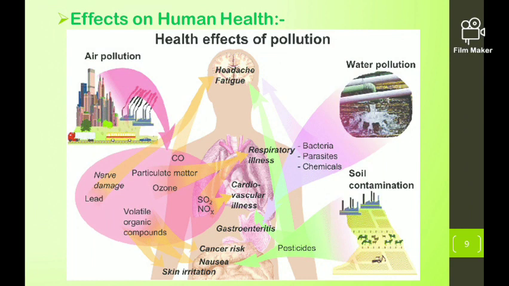Effects of air pollution on human health can be classified into two categories, short-term effects and long-term effects. Short-term effects are irritation in eyes, nose and throat, respiratory infections such as bronchitis and pneumonia, headaches, nausea, vomiting, dizziness, allergic reactions and slurring of speech. Long-term effects are chronic respiratory diseases, lung cancer, cardiovascular diseases, coma and damage to nerves, brain, liver and kidney.